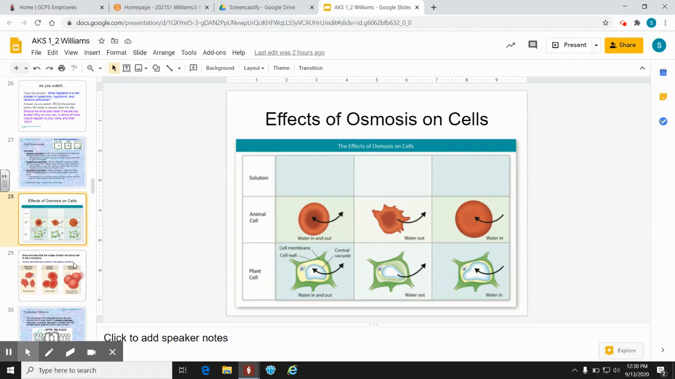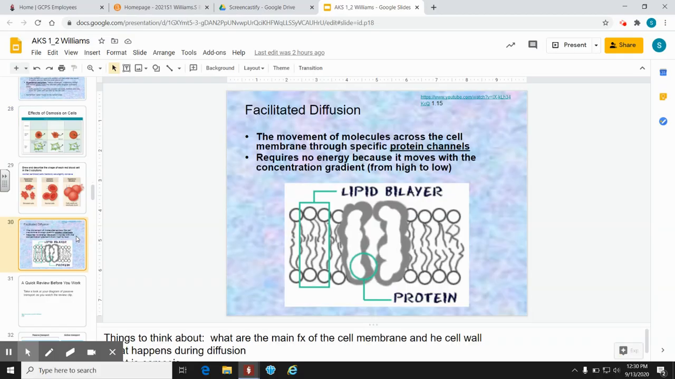We need to talk about facilitated diffusion. This is number 12 on your slides. So facilitated diffusion, this facilitated means to help. So it's still passive transport. So you still have no energy requirement. You're still moving from high to low, but you're talking about bigger molecules that just can't come across anywhere on the cell membrane. They need to come across in a special place using these special channel proteins.